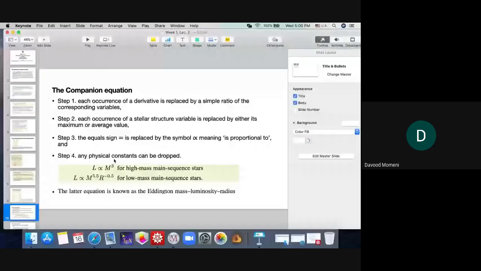So what they do is that instead of the differentials, they use just a change in the variable. Instead of d, they use delta. And they use proportionality. They say, okay, from observation, we have L proportional to M to some power, and for lower mass, for example, we have this model. They will never tell you the pressure is exactly like that. They will tell you pressure is proportional, for example, to R or proportional to R cubed.